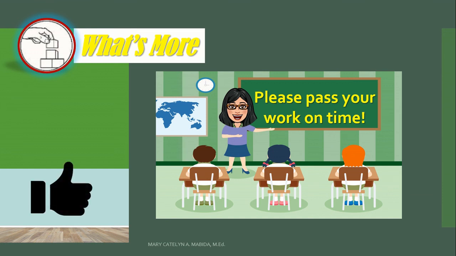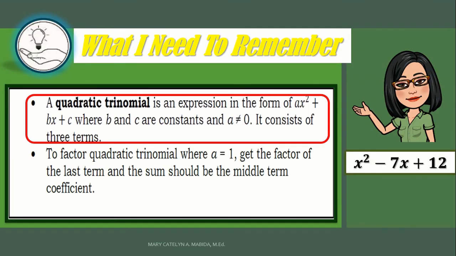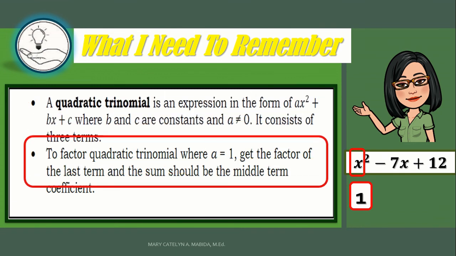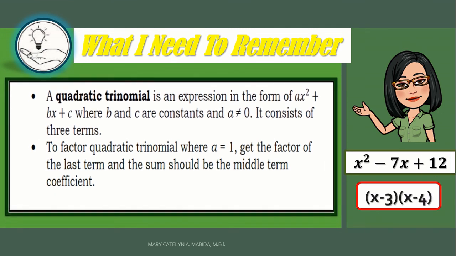Now here is what you need to remember. A quadratic trinomial is an expression in the form of ax squared plus bx plus c, where our b and c are constants and our a is not equal to 0. In this example, our a is equal to 1 and it consists of 3 terms. Now to factor quadratic trinomial where a is equal to 1, get the factor of the last term and the sum should be the middle term.